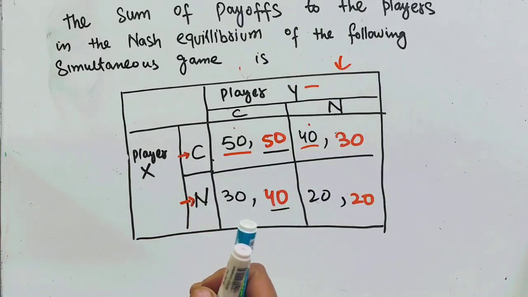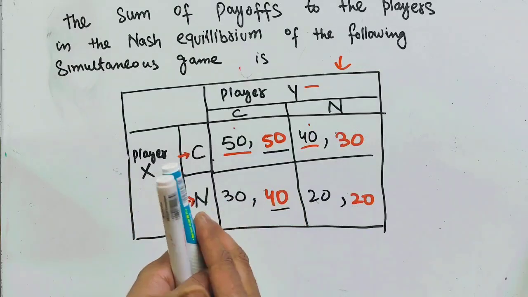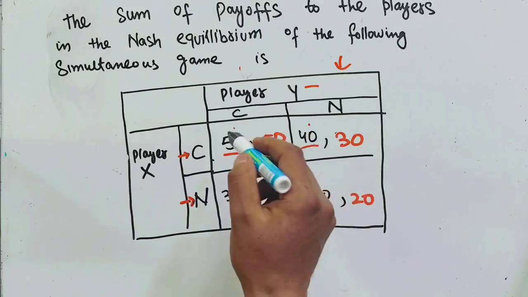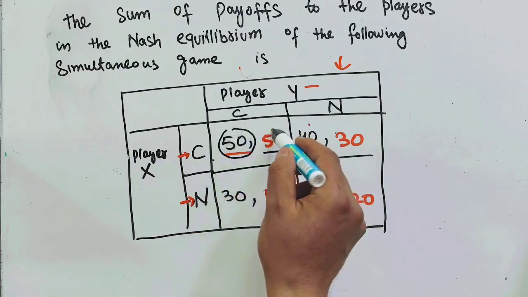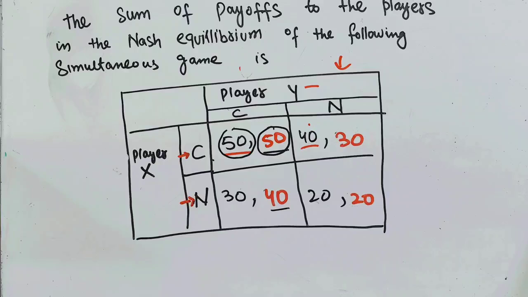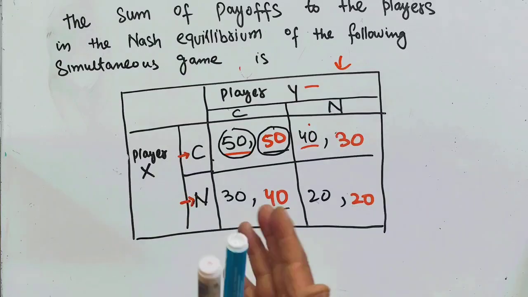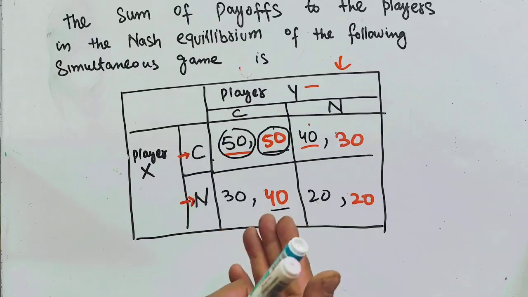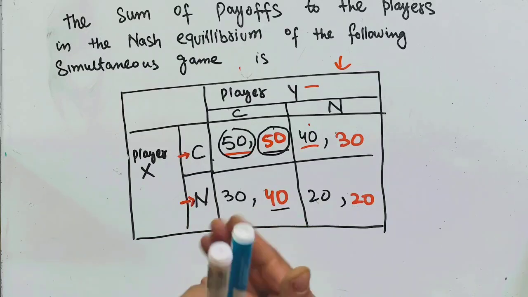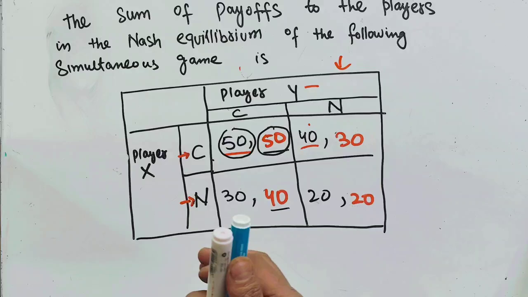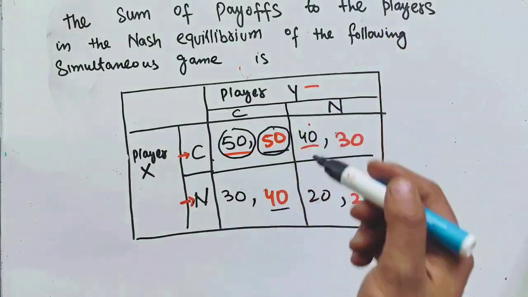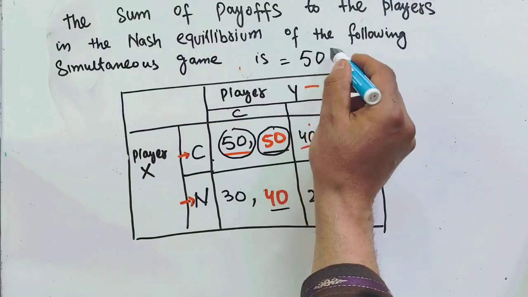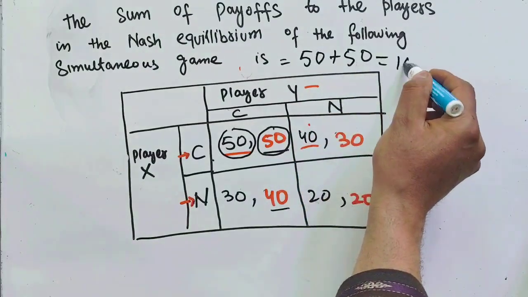Now where does the Nash equilibrium exist in this question? When both the numbers in a particular cell are underlined or encircled or whatever you call, that will give us the Nash equilibrium. Nash equilibrium cannot be Pareto optimal at times, okay, but it is the best strategy for both the players to cooperate in this simultaneous game. Now we need to find out the sum of the payoffs. So sum of the payoffs at Nash equilibrium is 50 plus 50, which is equal to 100 in this case.